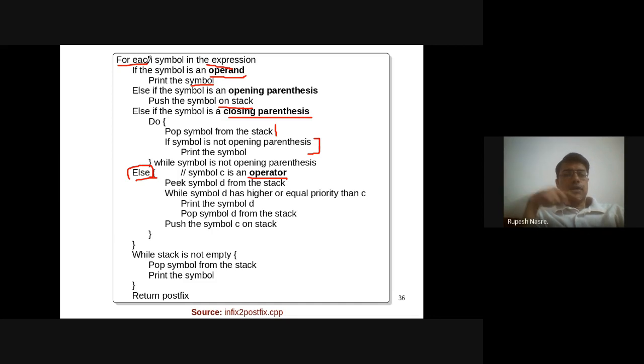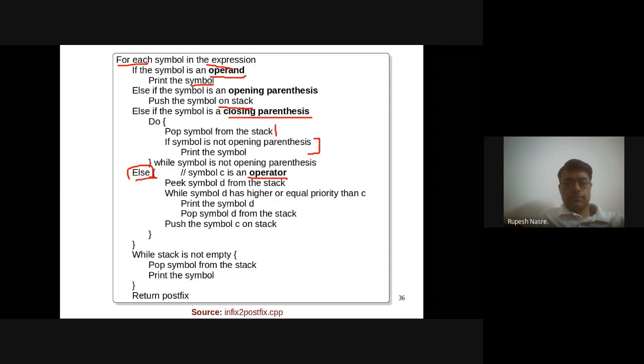What is meant by associativity here? What is meant by associativity of an operator? So I should mention that there are two aspects which come into picture when we are dealing with expressions. One is precedence, which we usually study when we are learning C, and the other one is associativity. Precedence, we know that star has higher precedence than plus, right? So that we know of.